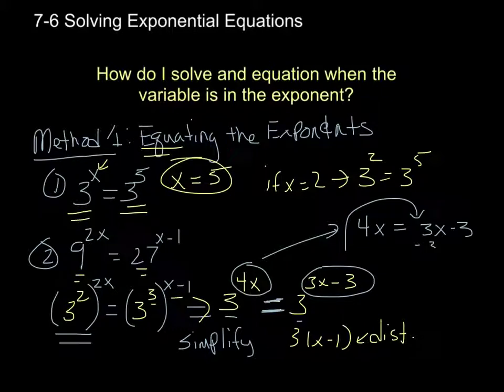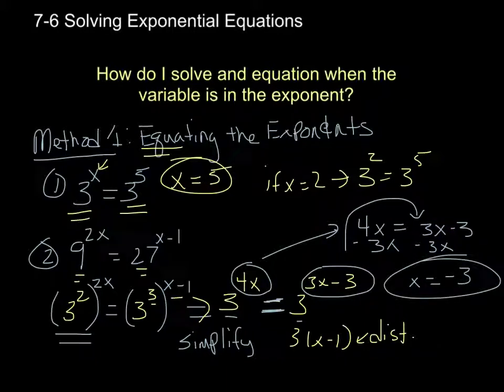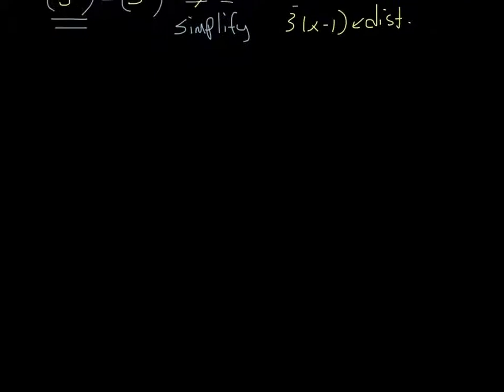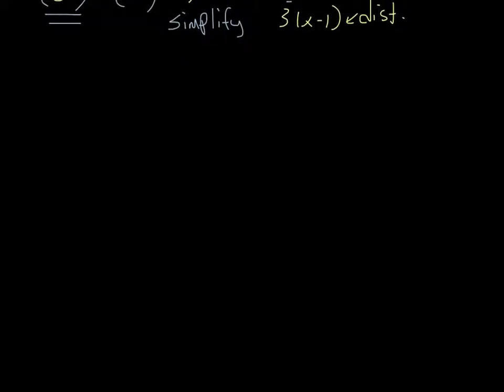And this is a simple solve. Minus 3x, minus 3x, x equals negative 3. Done. Okay, life is good. Equating the exponents. Now, I'll come back at the end and I'll do another example of this just to help clarify some more. But in the meantime, let me go on to method 2. Method 2 is called taking the log of both sides.